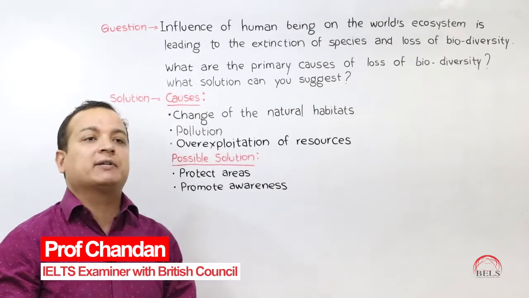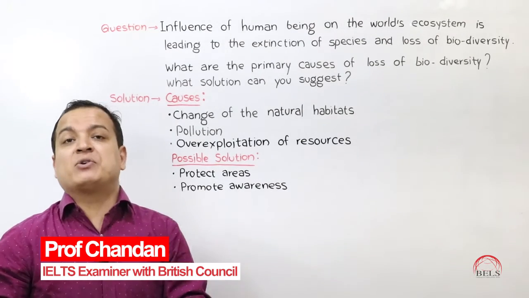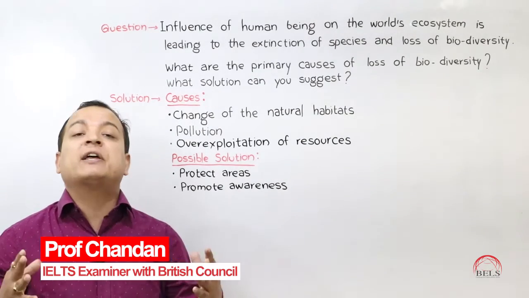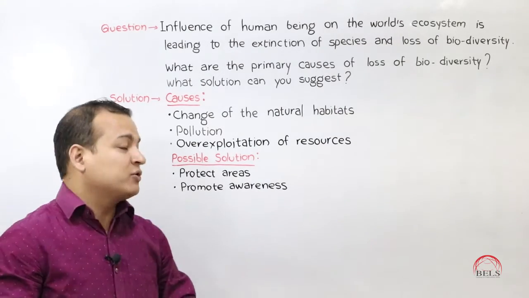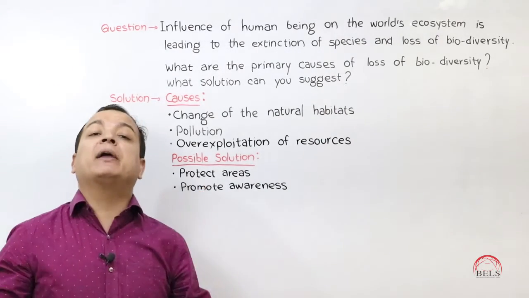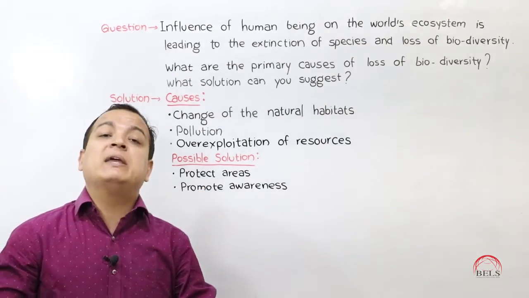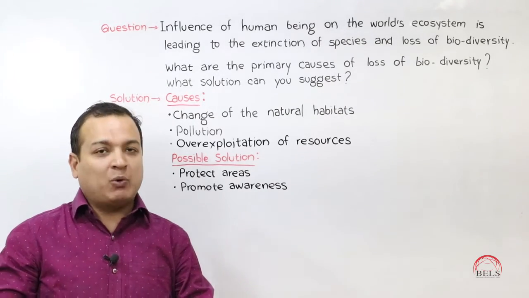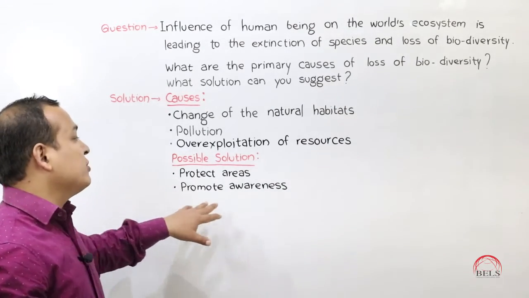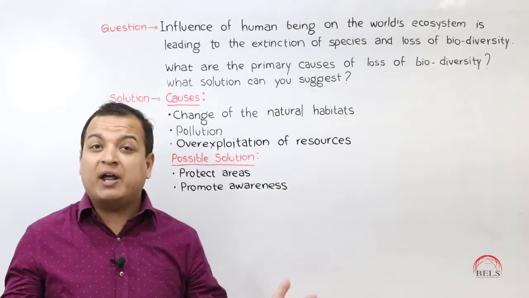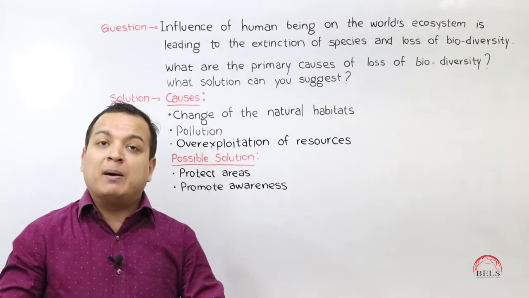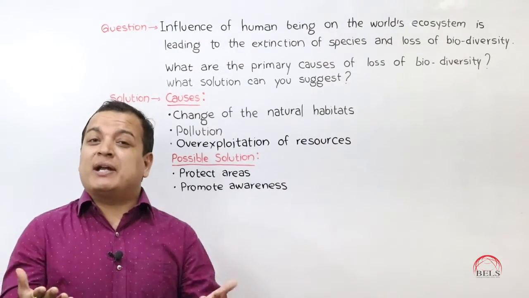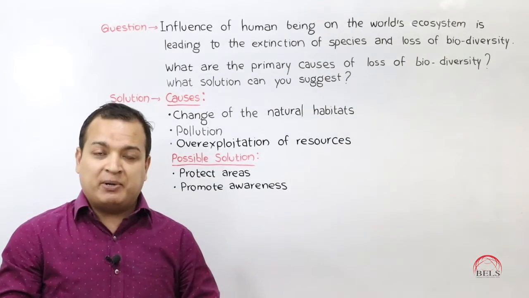The number 1 is protected areas. We need to protect the species of the flora and fauna. Flora stands for plant species and fauna for animal species. So we need to protect areas by having more zoos, or we can say national parks. This is one of the ways. Second is promoting awareness. People are not aware of it. So we need to create a kind of awareness program among the people. We need to educate them in detail on how to save our environment.